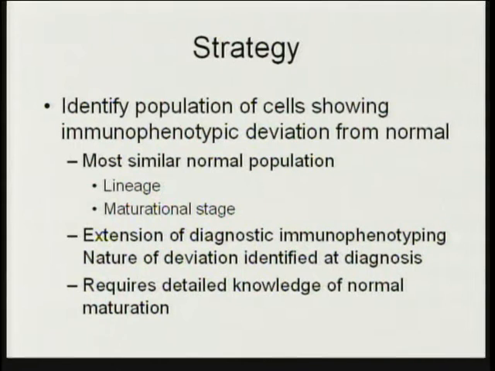We're still going to look for abnormal populations and relate them to the most similar normal population that we can identify based on their lineage and maturational stage. We're going to use a basic extension of diagnostic immunophenotyping to identify the nature of deviation that's seen at diagnosis and use that information to help guide our subsequent evaluation of the specimen, although we won't rely on it exclusively. And this also requires a detailed knowledge of normal maturational patterns for all of these different cell lineages. So for these reasons, this is a much more demanding form of analysis.